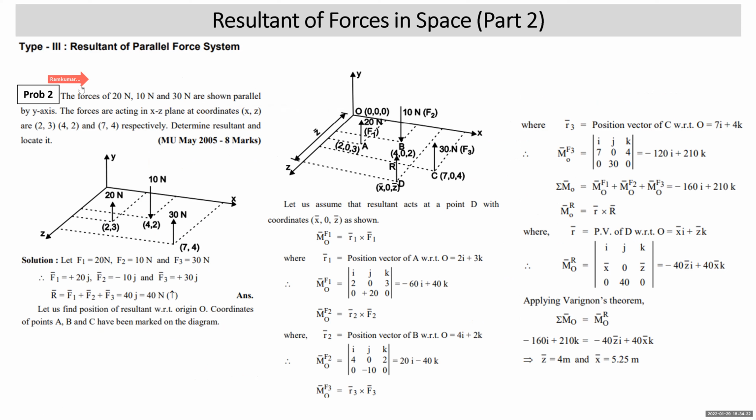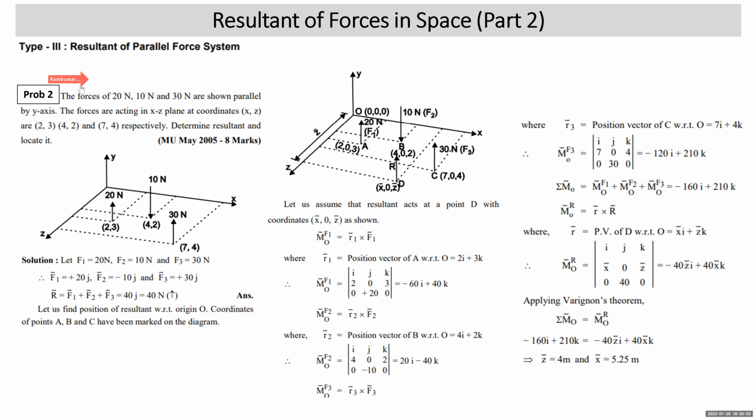The forces are acting in the xz plane at coordinates x, z of (2, 3), (4, 2), and (7, 4), which are marked also in the diagram. Determine the resultant and locate its position. We need to name the forces. The 20 Newton force has been named as F1, the 10 Newton force as F2, and the 30 Newton force as F3.